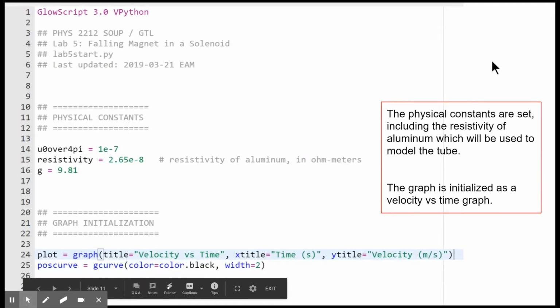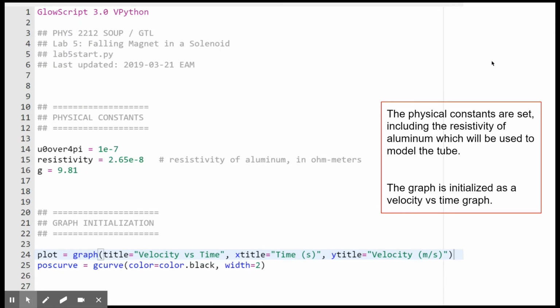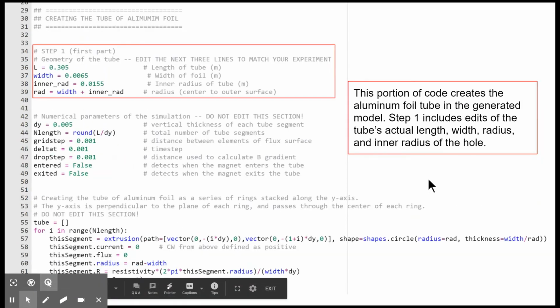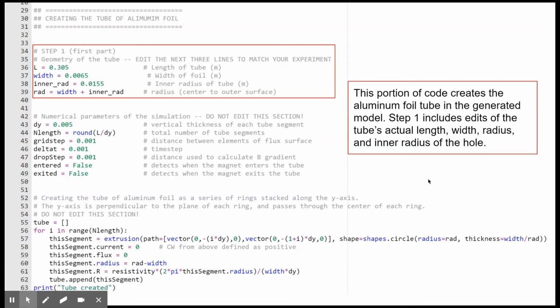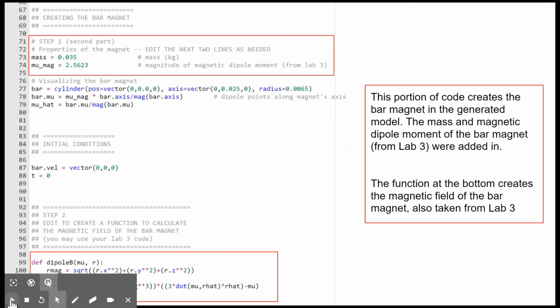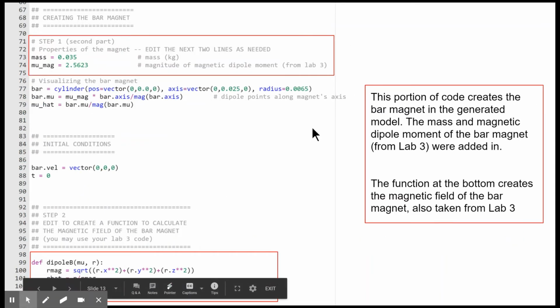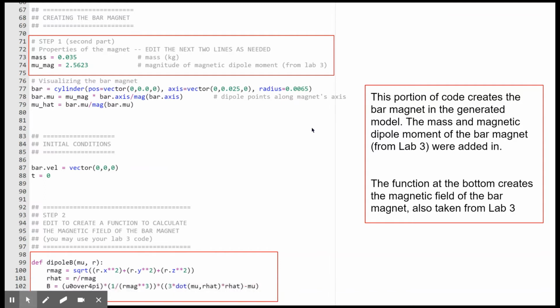The physical constants are set here, including the resistivity of aluminum, which will be used in the model. Also, the graph is initialized as a velocity versus time graph. This portion of code creates the aluminum foil tube in the generated model. Step 1 includes edits of the tube's actual length, width, radius, and inner radius of the hole. This portion of code creates the bar magnet using its mass and dipole moment, and the function at the bottom creates the magnetic field for the bar magnet.